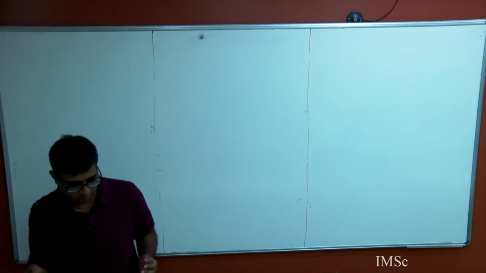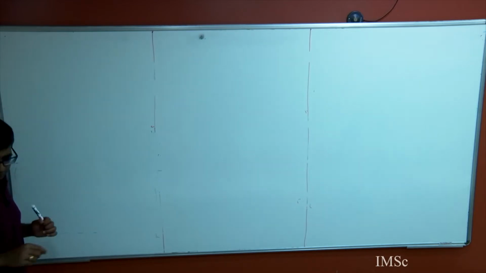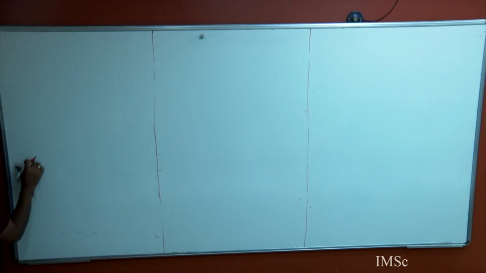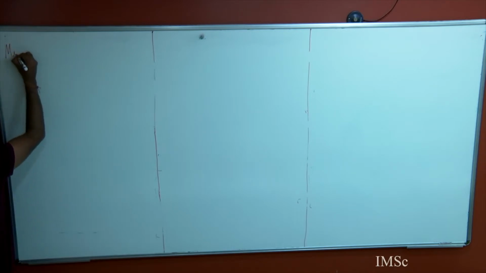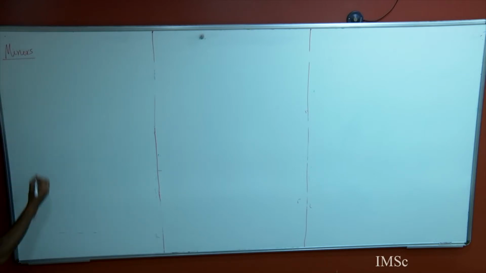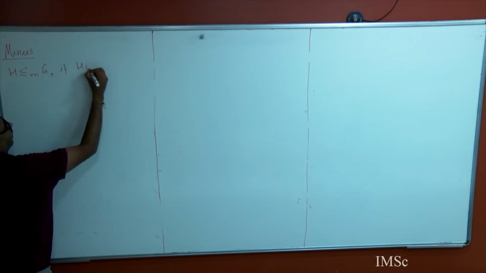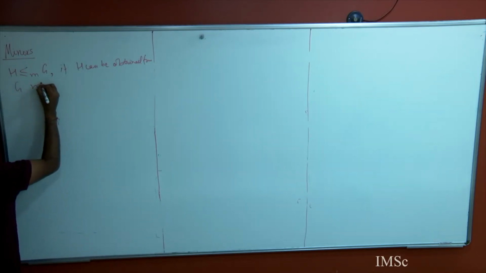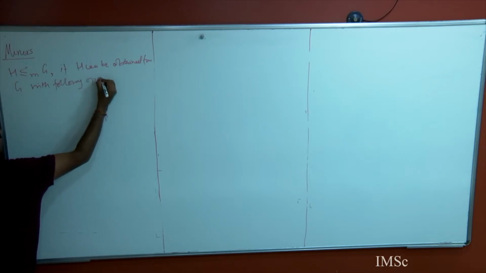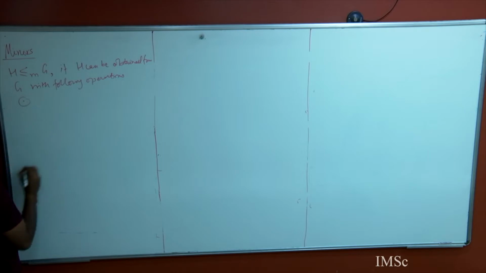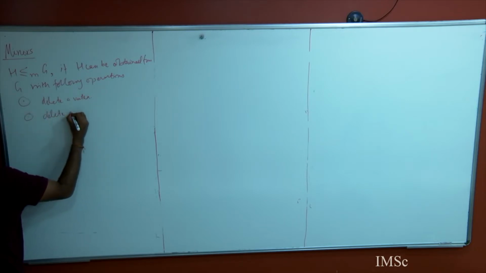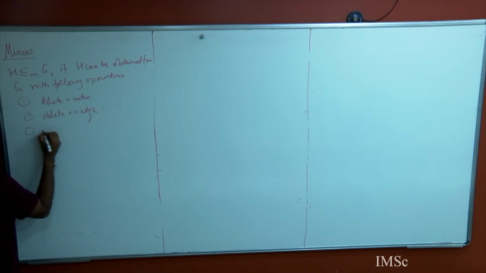So let me talk about some strange things for 10-15 minutes, okay? H is called a minor of G if H can be obtained from G with the following operations. First, delete a vertex. Then, delete an edge. Last, contract an edge.